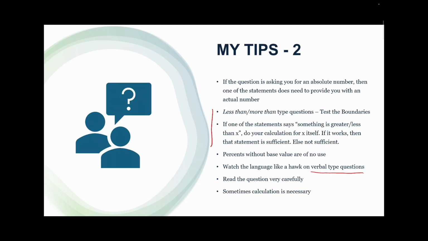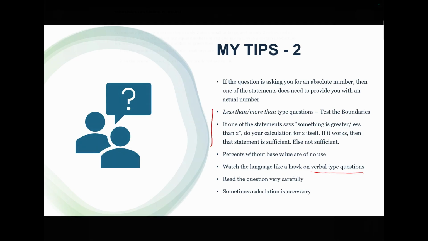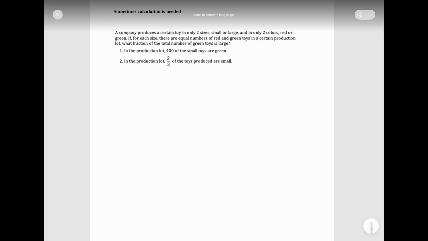So let me show you one question though, where you may have to do calculations. So here's the question. A company produces a certain toy in only two sizes, small or large, and in only two colors, red or green. So I won't just keep reading it because then it will get overwhelming. I always put down stuff. That's my pre-thinking, pre-solving. So I'm getting two sizes and two colors. So let's say I'll say small, large, and two colors.